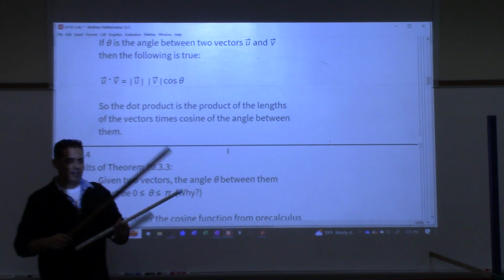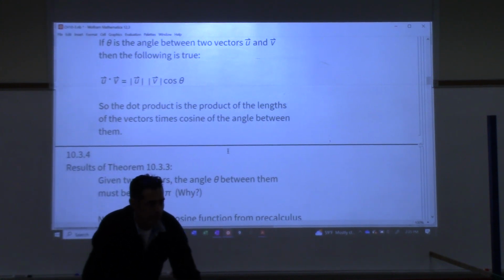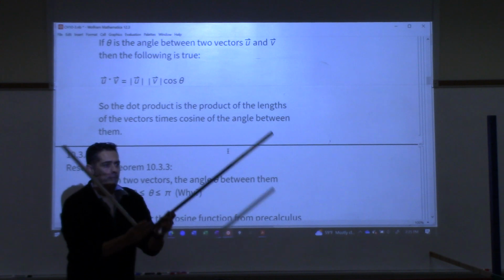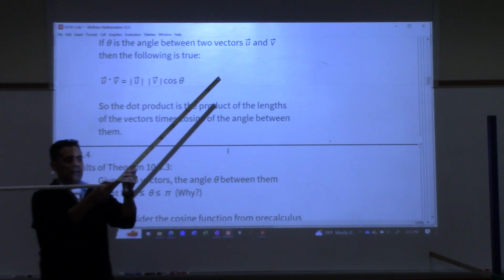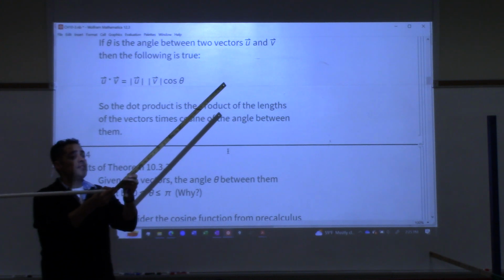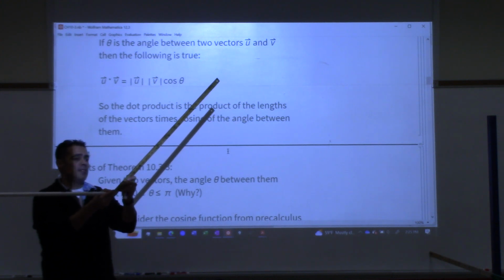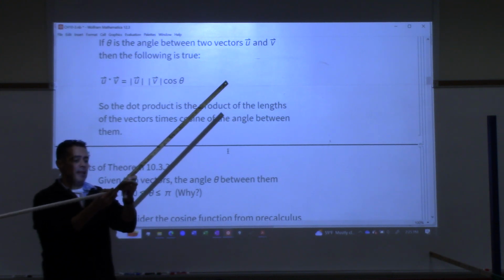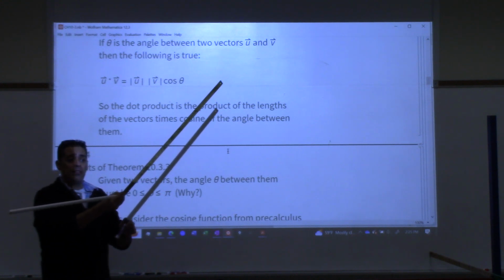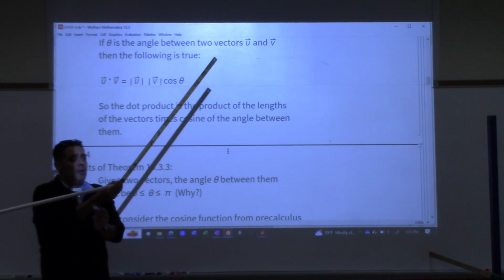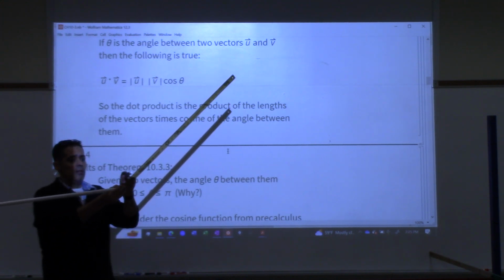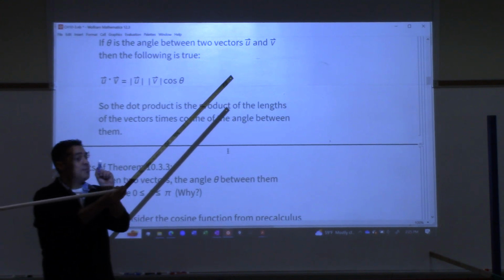Say if you had it like this, you can measure that as, I don't know, 135 degrees. Now you have it the other way. The theorem says that the angle has to be the smallest angle between them. It's implied that it's the smaller of the two. There's this angle, and then there's this angle, right? There's two angles between these two vectors. Theta is always this one, the smaller of the two.